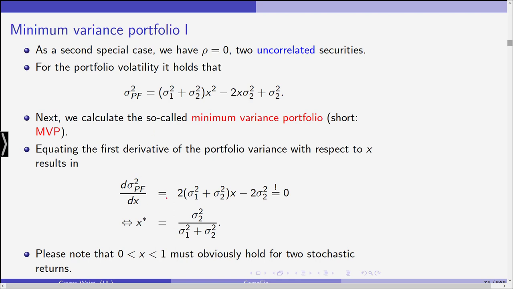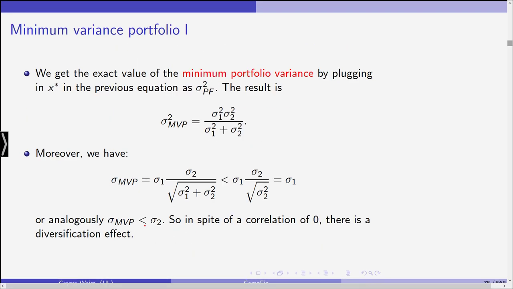So we're doing this here. We've taken the portfolio variance, calculated the first derivative, and set it equal to 0. This gives us the minimum variance portfolio, and the weight of stock 1 in it is sigma 2 squared divided by sigma 1 squared plus sigma 2 squared. Now, note that x has to be between 0 and 1 for two stochastic returns. If we're interested in the exact value of the minimum portfolio variance, we can simply plug x star into the previous equation for sigma squared PF. The result is the variance of the minimum variance portfolio, which is sigma 1 squared sigma 2 squared divided by sigma 1 squared plus sigma 2 squared.